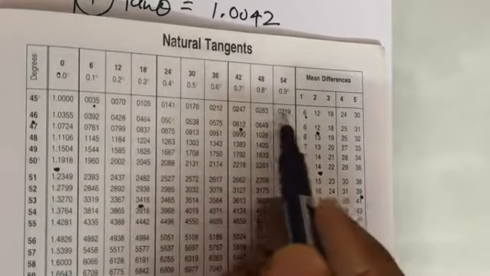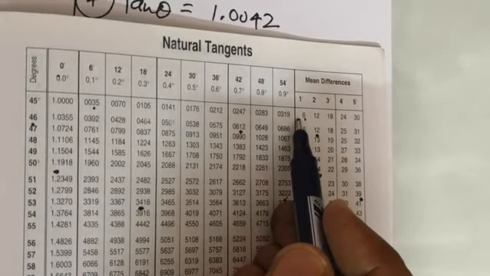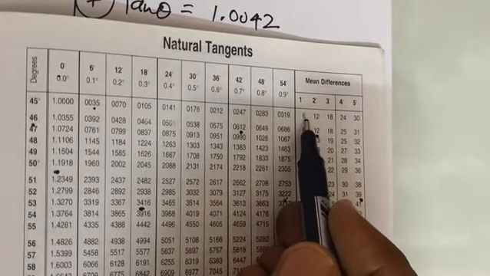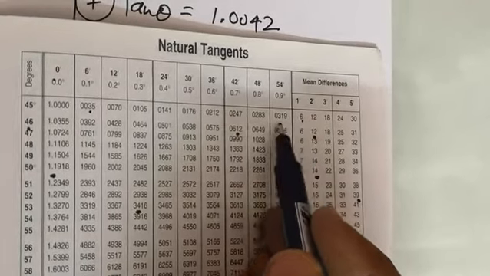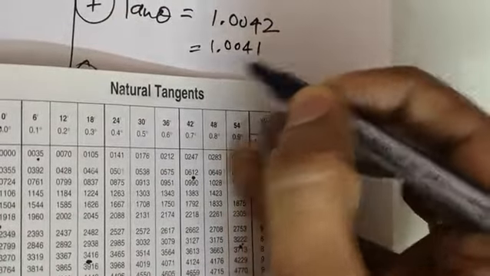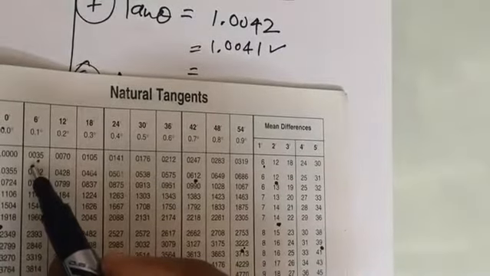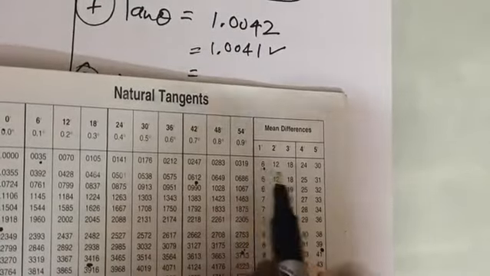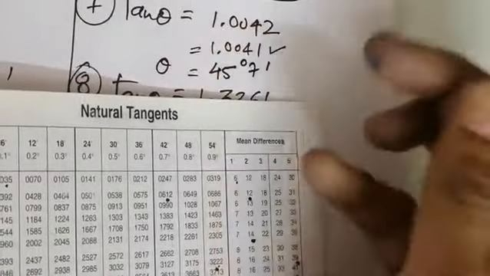In 35 if we add 6, it will give us 1.0041, but we want 42. If we add 12, it may increase our value. So we will stick to this part, even though our value will be lesser by 0.0001. So we got the value 1.0041, which is very near to our actual value. So we get 45 degrees 6 and 1 minutes, that is 7 minutes. So we got that the value of theta equals 45 degrees and 7 minutes.